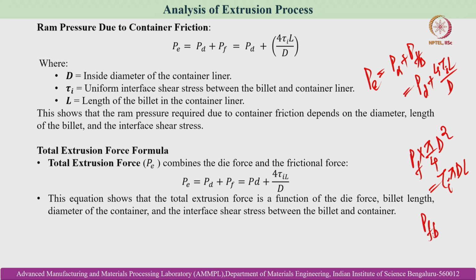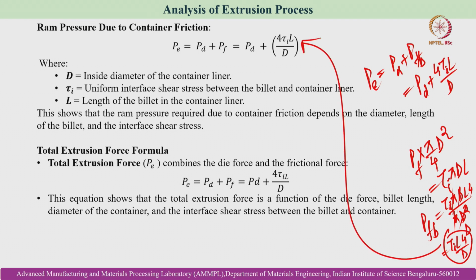P f is taken equal to P f b, because as we have discussed earlier, the friction between the billet and the follower is neglected, being negligible, close to 0. So, it becomes tau I into pi d L into 4 divided by pi d square. Pi gets cancelled, d remains, so it becomes tau I L 4 by d. This is the resultant expression, 4 L tau I by d, that is the expression for P f b. It constitutes, as a whole, the expression for the extrusion pressure, that is P e.